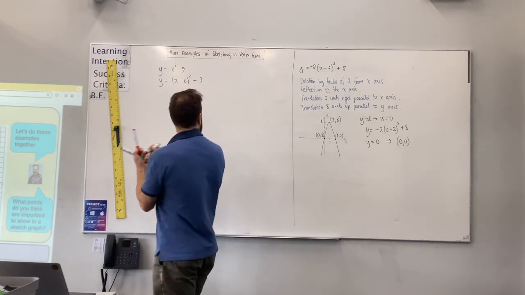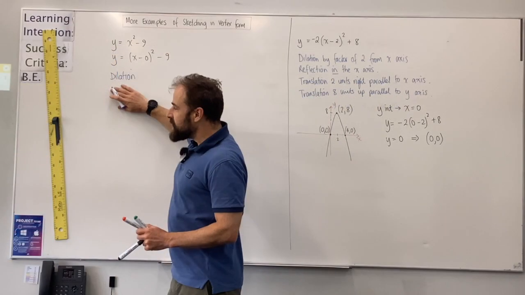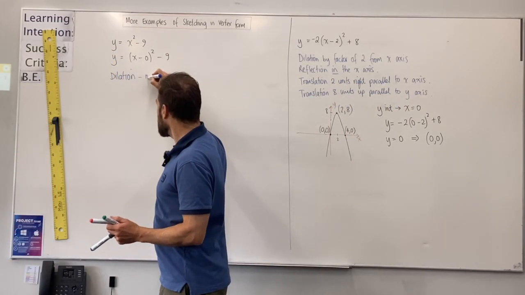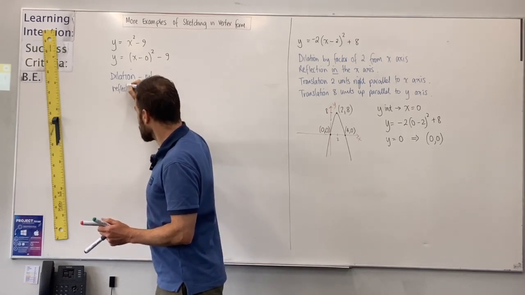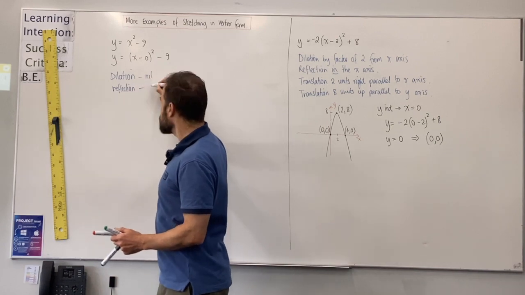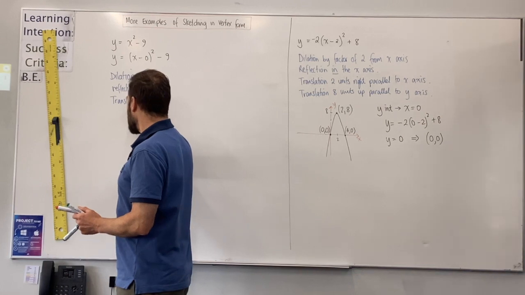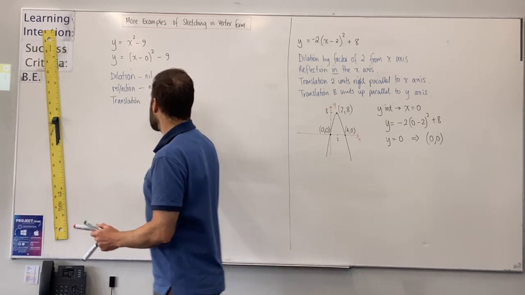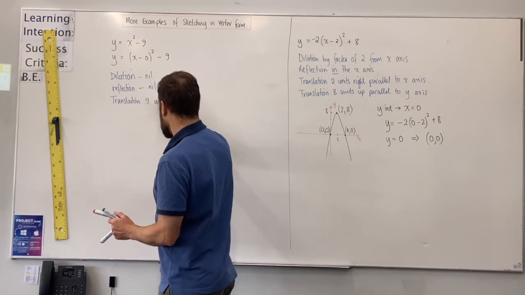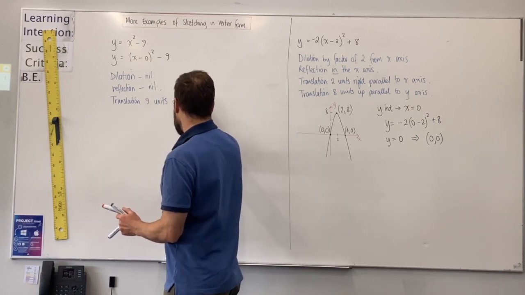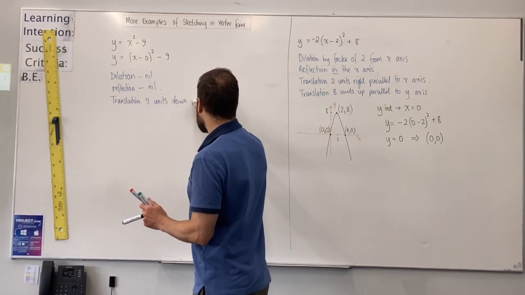So, is there a dilation? No, there's no dilation. Is there a reflection? No, there is not a reflection. Is there a translation? Yes. What is it? 9 units down, parallel to the y-axis. I'm getting good at this. You are getting good at it. That's why we do repeat, repeat, repeat, because it starts to stick.